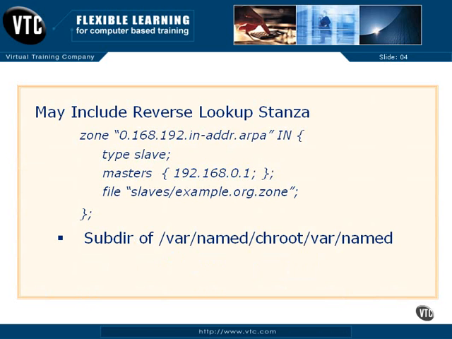If you choose to include a reverse lookup stanza, it could look something like this. This format, the 0.168.192.in-addr.arpa, that format corresponds to a 192.168.0.0 network. And that also assumes you have a master DNS server configured on the system with IP address 192.168.0.1.